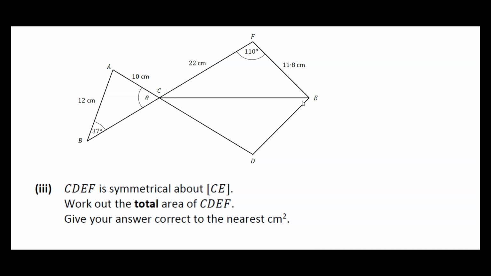CDEF. So this part of our logo is symmetrical about CE. What does that mean? That means that if I fold it along this line, if I fold that shape, it will exactly fold onto itself, meaning these two sides are exactly the same. Work out the total area of CDEF. Give your answer correct to the nearest centimeter squared.